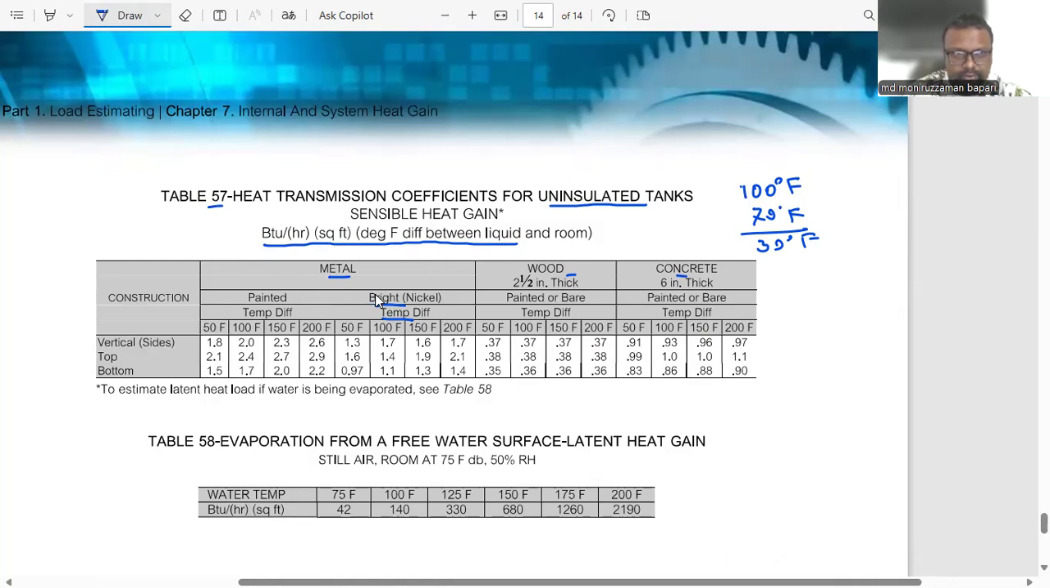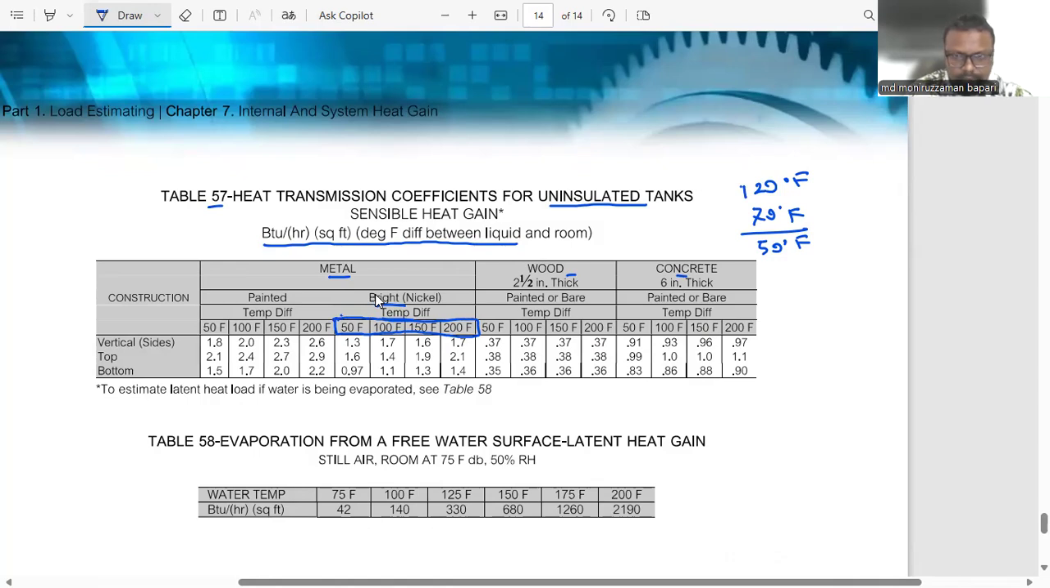And let's say the surface temperature is 120 degrees Fahrenheit and the room temperature is 70 degrees Fahrenheit. In that case, we have a temperature difference of 50 degrees Fahrenheit. Now if you come in here in the table, is the line 50 degrees Fahrenheit, 100, 150, and 200 degrees Fahrenheit difference.